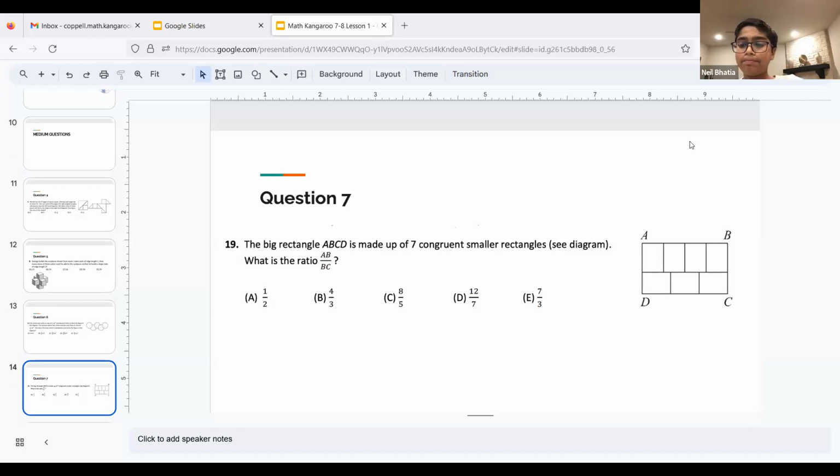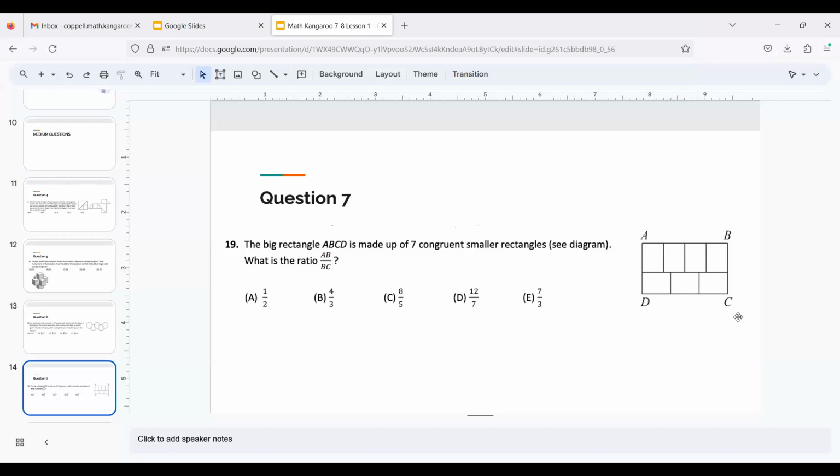Okay, so if they're all congruent, then AB has 4 rectangles, so that would be 4. And then it's 2 going down, so I would think it would be 4 over 2, but it's not 4 over 2. It would be 4 over 2 if the shapes were squares. But remember, one side is longer than the other. Okay.